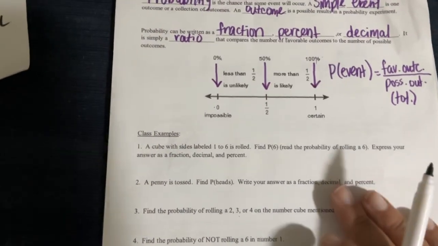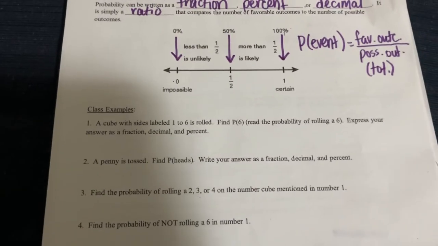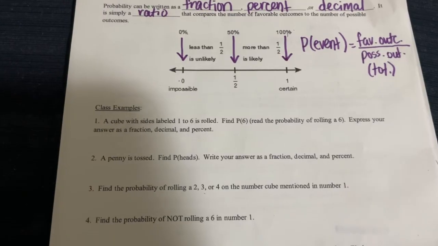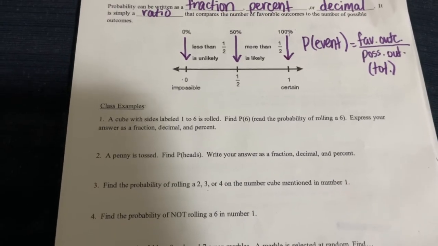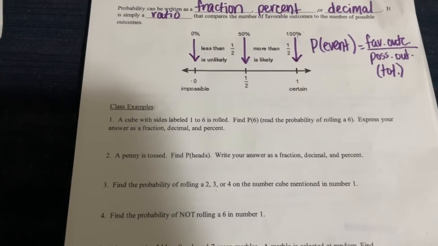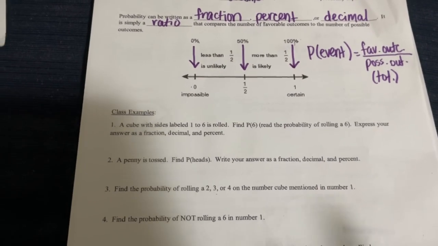So let's do a quick example down here. Number 1, a cube with sides labeled 1 to 6 is rolled. Find the probability of rolling a 6. That's how you read that P in parentheses 6: the probability of rolling a 6. We're going to write it as a fraction, decimal, and percent.